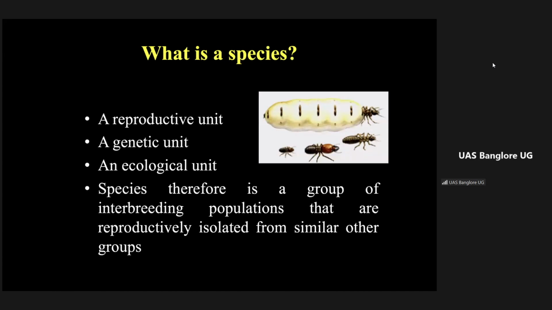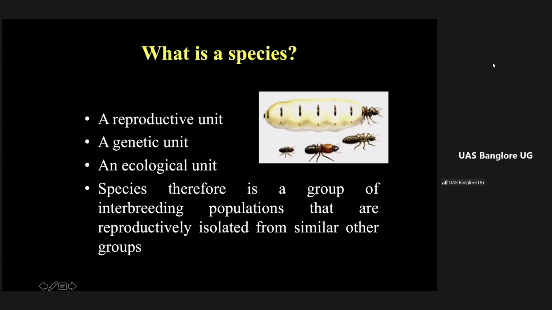Okay, so we see that a species is a reproductive unit, or a genetic unit, or an ecological unit. Therefore, species is a group of interbreeding populations, so they can interbreed and are reproductively isolated from similar other groups. So then only it becomes a species. Yes, absolutely, I agree with the answer.